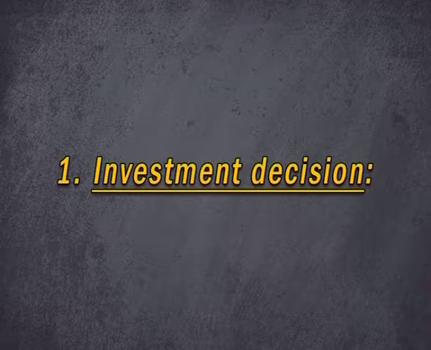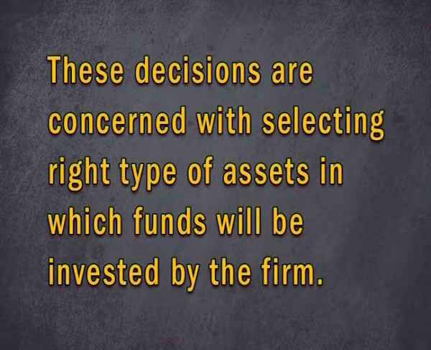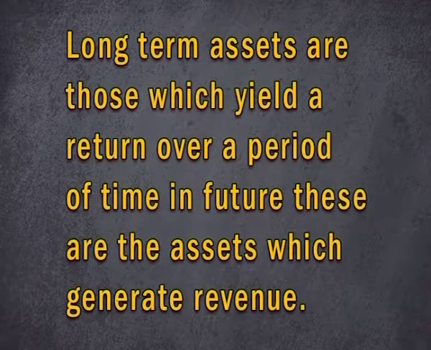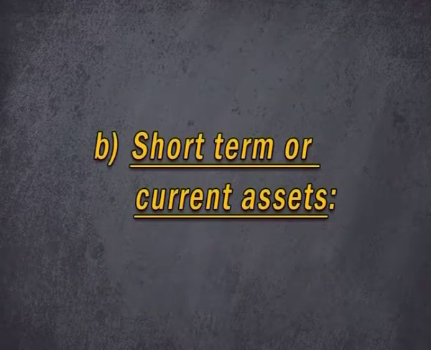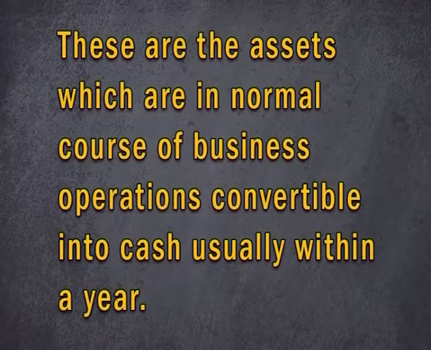Number 1, investment decision. Investment decisions are the most important decisions made by finance managers. These decisions are concerned with selecting the right type of assets in which funds will be invested by the firm. The assets which can be acquired fall into two categories. A, long-term assets. Long-term assets are those which yield a return over a period of time in future; these are the assets which generate revenue. B, short-term or current assets. These are the assets which, in the normal course of business operations, are convertible into cash usually within a year.